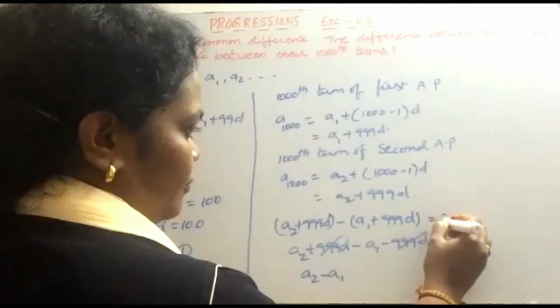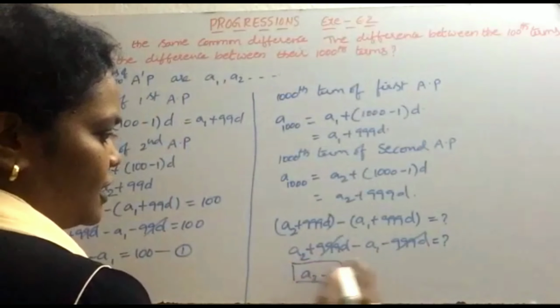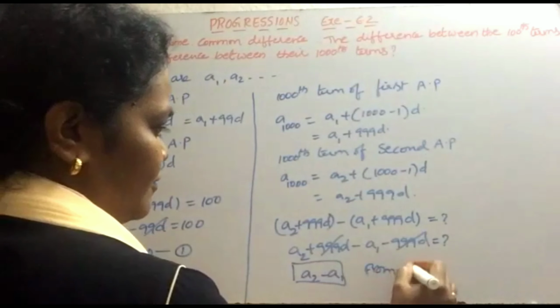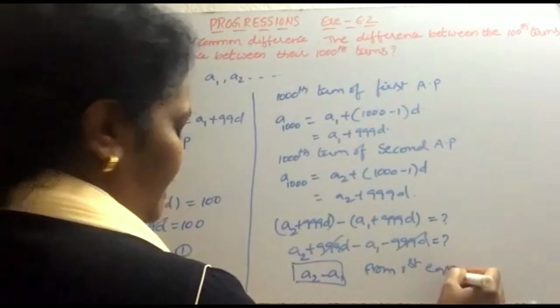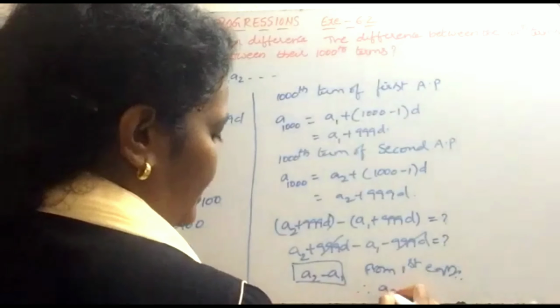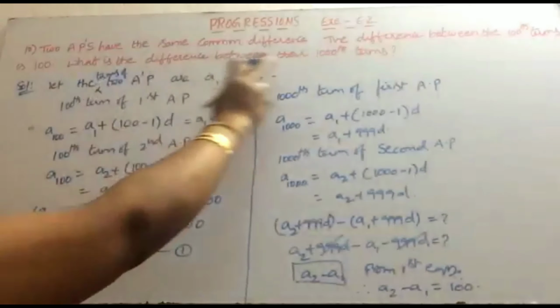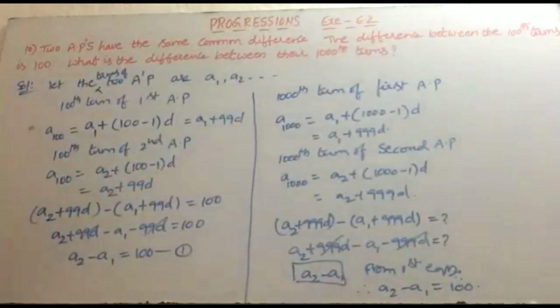Here we don't know the individual values, but from the first equation A2 minus A1 is equal to 100. Therefore A2 minus A1 is equal to 100, so the difference between the 1000th terms is 100.